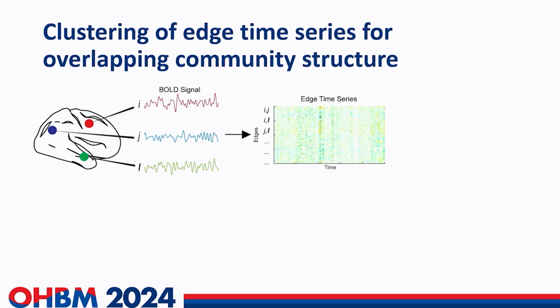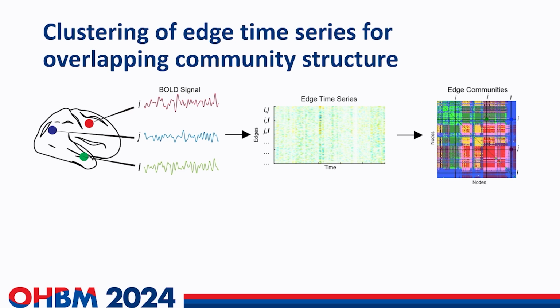So here you can see IJ, IL, and JL. And what it allows us now to do is to perform clustering or modularity, where instead of an assignment of a community to a region, we get a community assignment to an edge. And we can bring that back into a matrix, and you can see this is a 7-cluster solution that was derived from the HCP data, the 100 unrelated subjects.